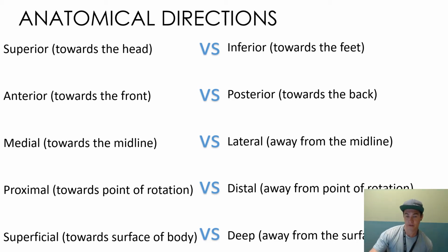And we've got superficial. If you think about someone who is superficial, you'll say that they are only face deep, or they only show their emotions on their face or out front, as opposed to being deep or a bit more internal. So superficial means towards the surface of the body, whereas deep means away from the surface. So your internal organs, like your digestive organs, are deep compared to your skin.